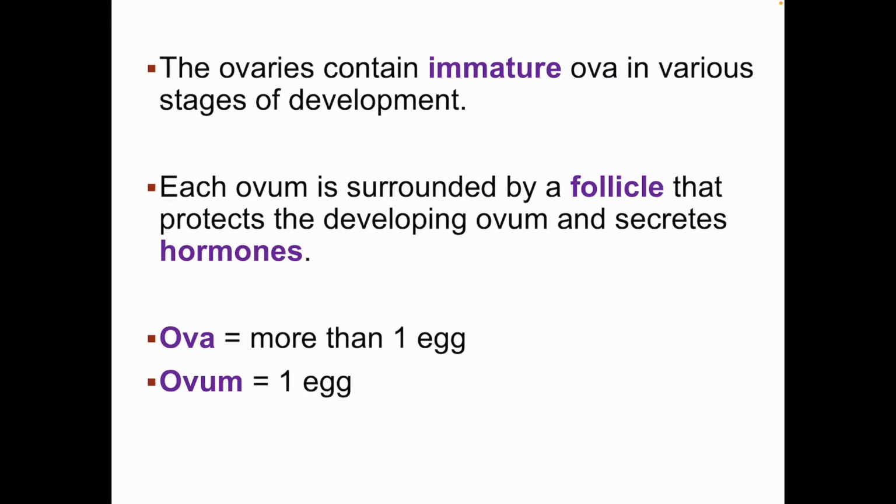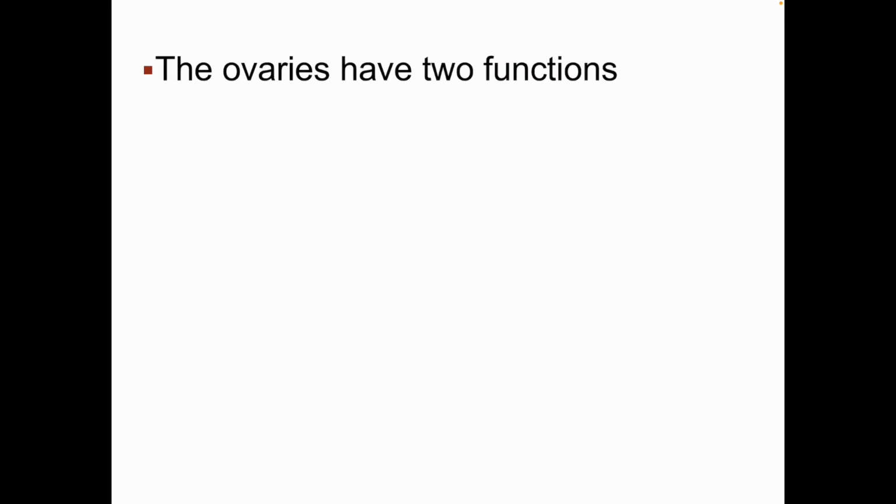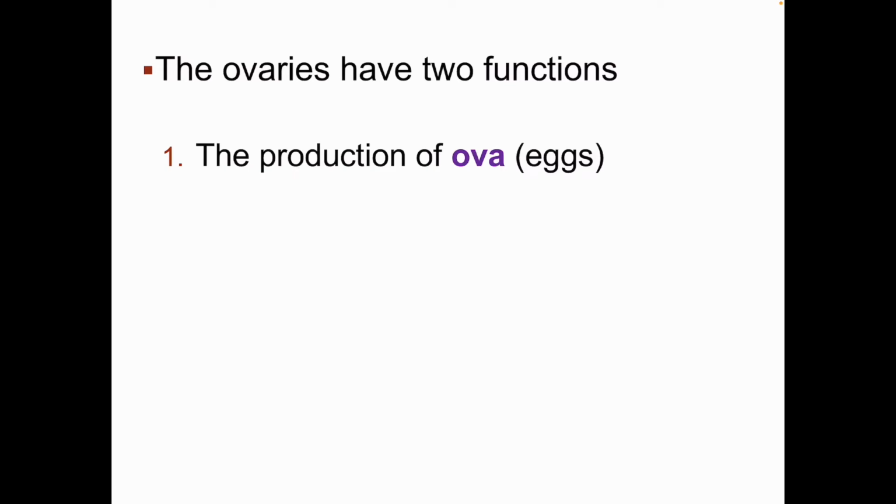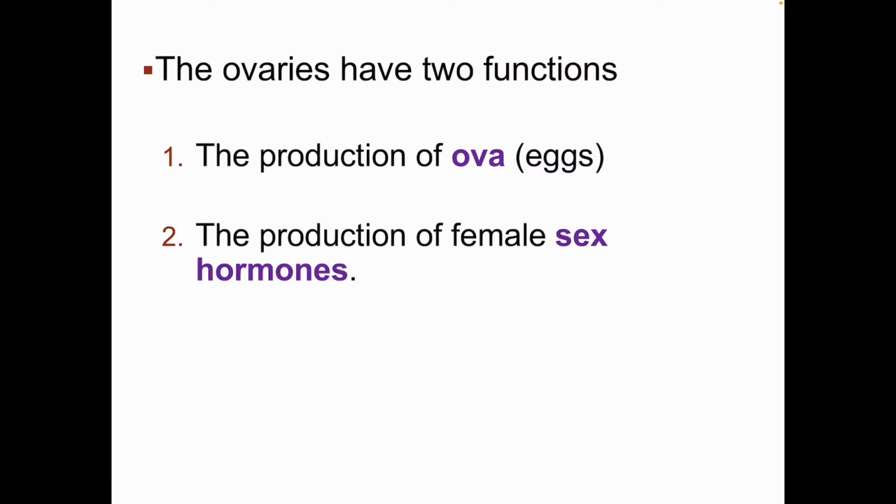The ovaries contain immature ova in various stages of development. Each ovum is surrounded by a follicle that protects the developing ovum and secretes hormones. Now, ova is the plural, it means more than one, and ovum is the singular and it means just one. Like the testes, the ovaries have two functions. One is the production of the gametes, the ova, and the second one is the production of the female sex hormones, estrogen and progesterone.